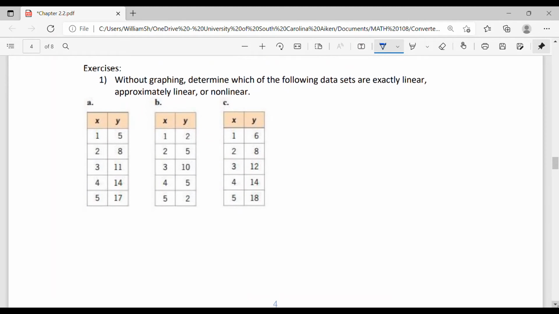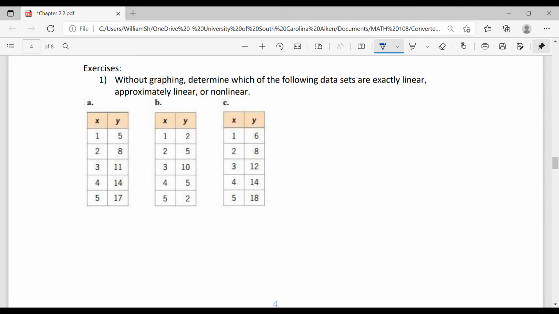Now, let's look at some of these exercises we've got for this particular lecture. It says, without graphing, determine which of the following data sets are exactly linear, approximately linear, and nonlinear. If we notice on all three of these data sets, our x is set up very nicely. It all just increases by 1. That's nice. I always like to check that. For this particular class, it'll always pretty much be constant. But it's always a good idea to kind of eye check your x.